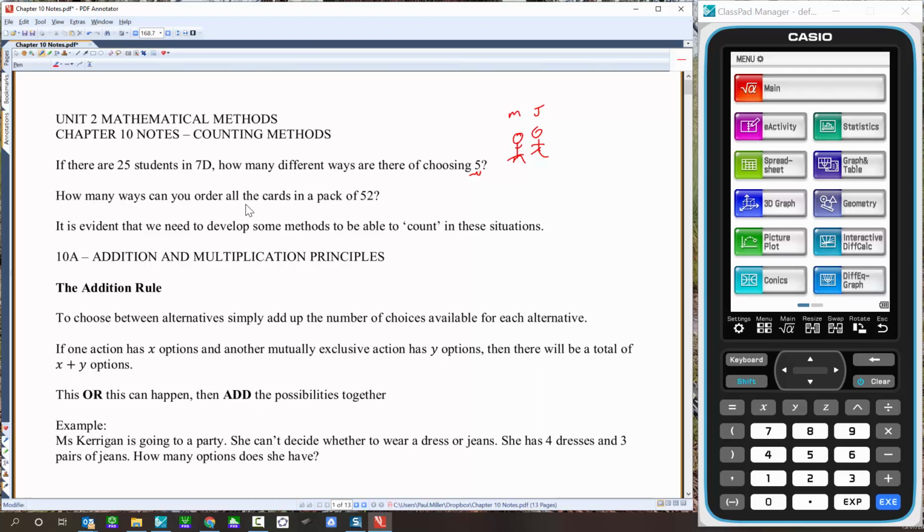How many different ways could you order all the different cards in a pack of 52, or how many different shuffles are there? It's evident that we need to develop some methods to be able to count in these situations, because counting up the number of ways this is possible allows us to work out some probabilities. So first of all, we'll focus on what we call the addition and multiplication principles.